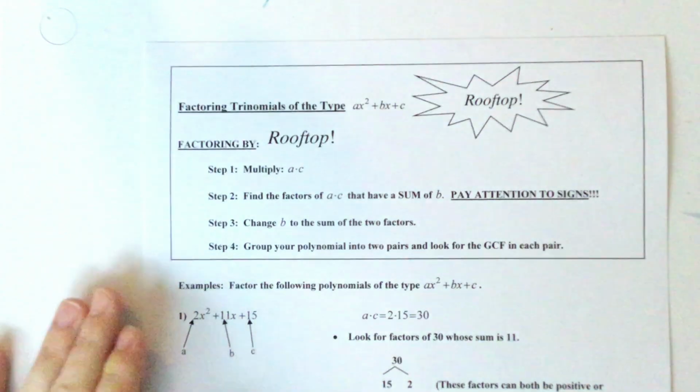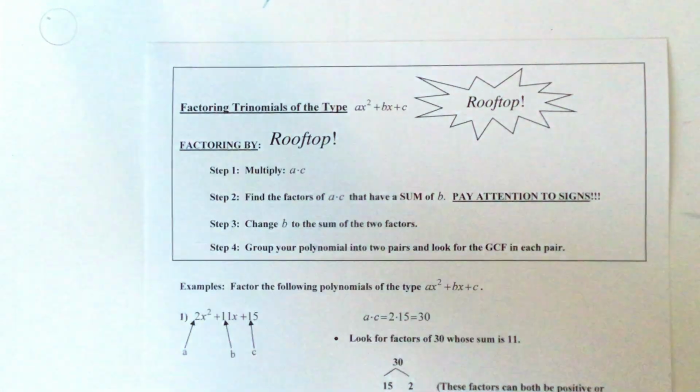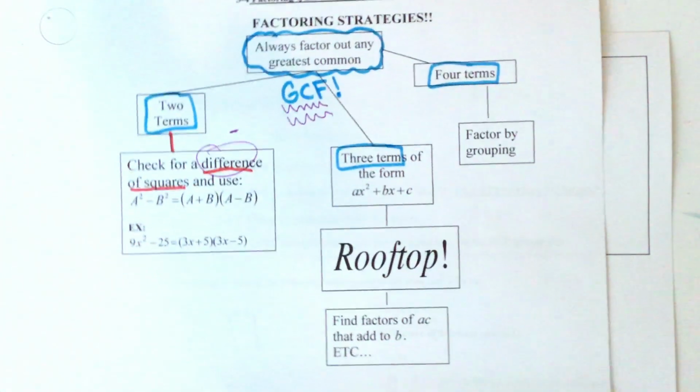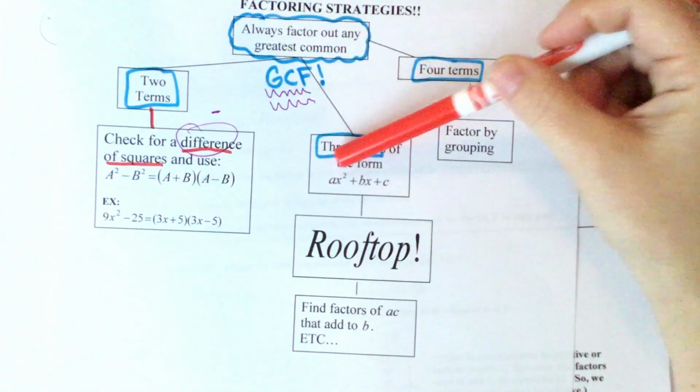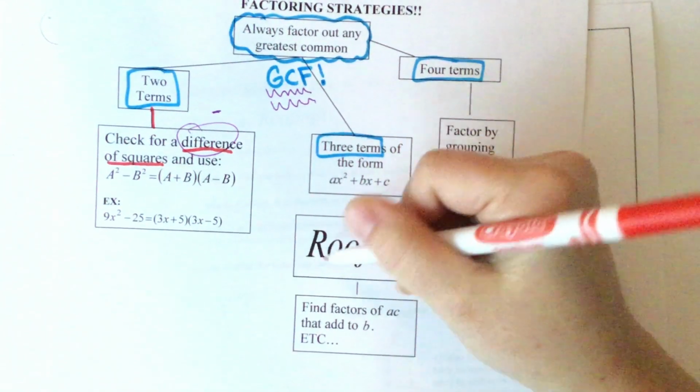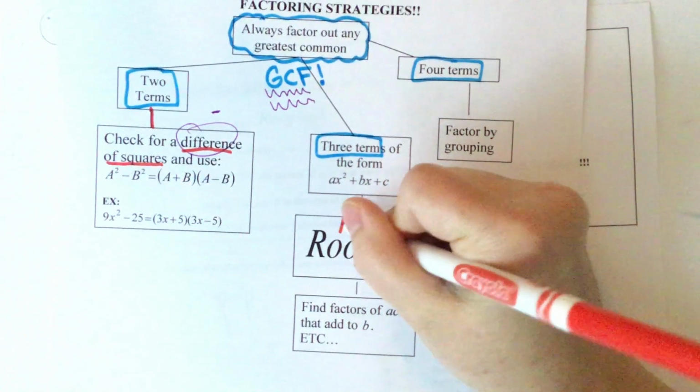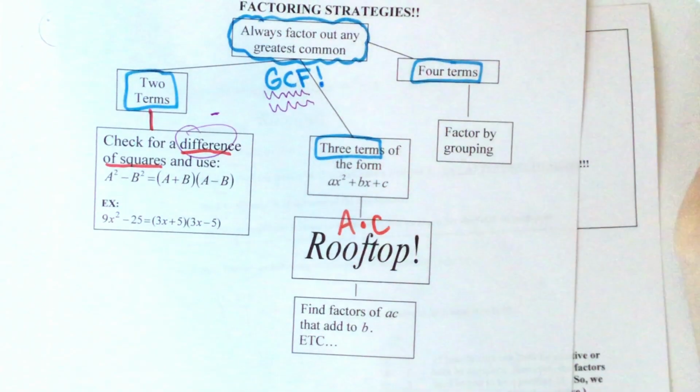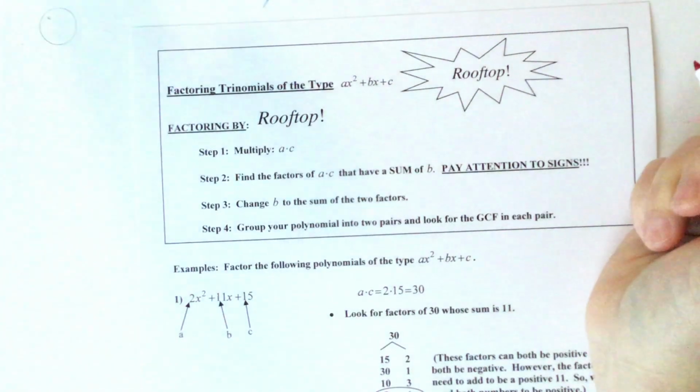Now, this is the one that tends to be hard for people. This is when we have 3 terms. So let me show you the flow chart. 3 terms. 1, 2, 3. And we rooftop. And I like to call it A times C rooftop. So let me explain that.